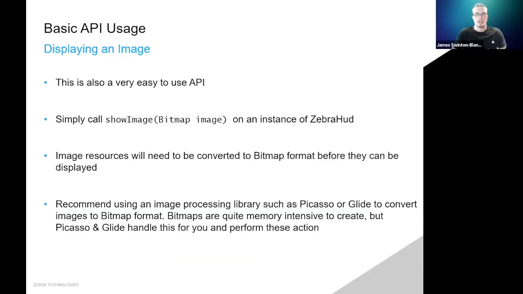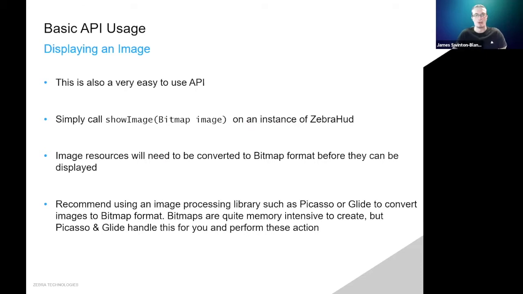In a similar vein, if you wanted to display an image rather than some basic text, we can call the show image API, and that requires an image in the bitmap format. So again, that's called on an instance of the Zebra HUD. And of course, because it takes a bitmap as the parameter, image resources will need to be converted to the bitmap format before they can be displayed.